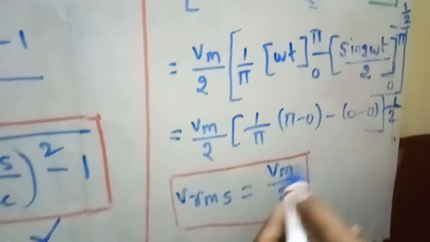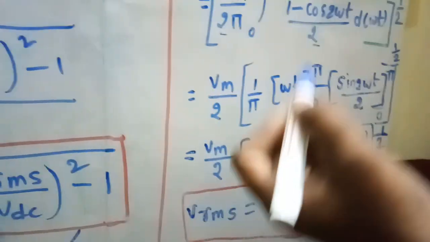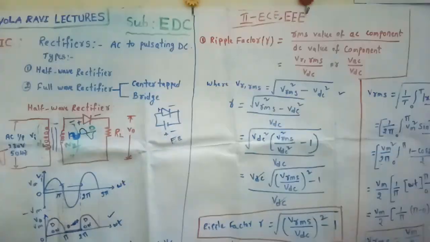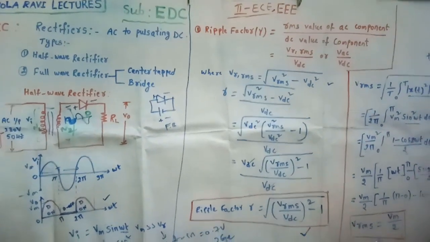Then we will find VDC and substitute there. Let us take a screenshot. We will continue this for finding VDC.